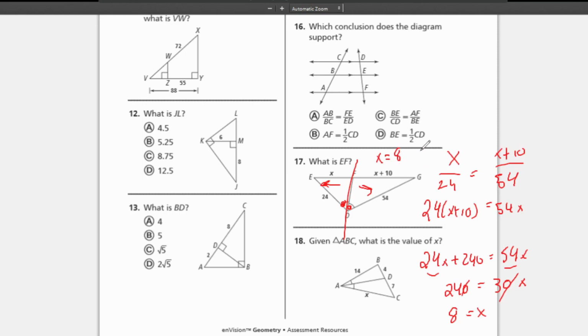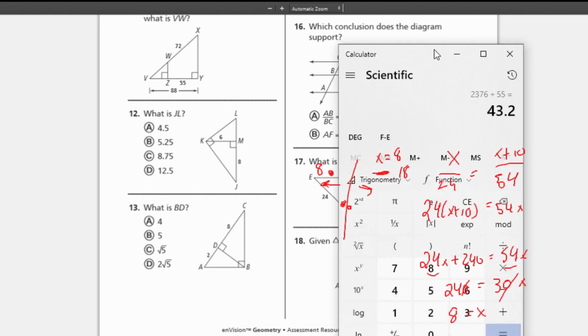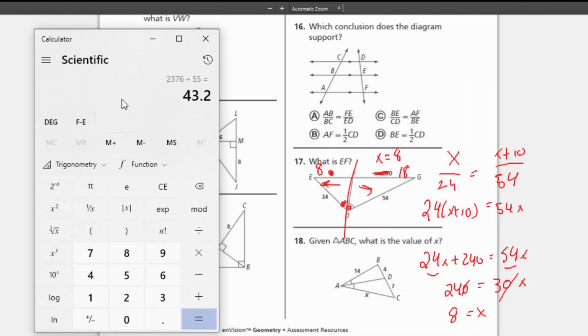Can I check this? Of course I can check this. Here's how I'm going to check it. Plug in for my x. This is going to be x equals 8, and this is going to be 18. And what I'm going to do is, as you'll already see on the calculator, I've got my answer up. Nope, I don't. That's for a whole other problem.